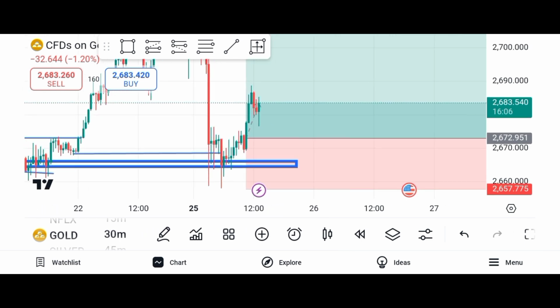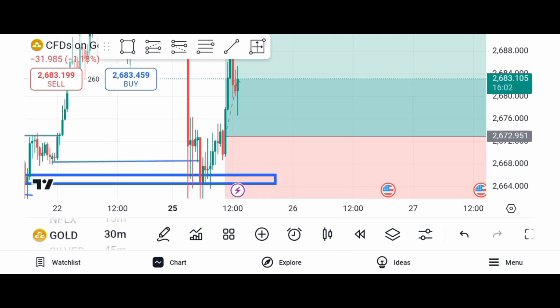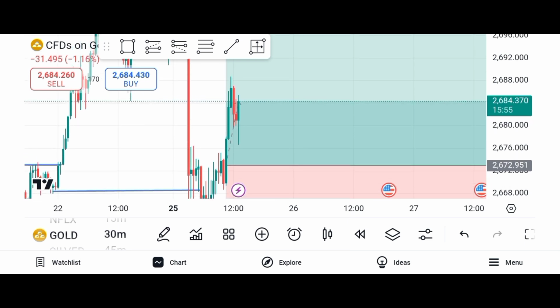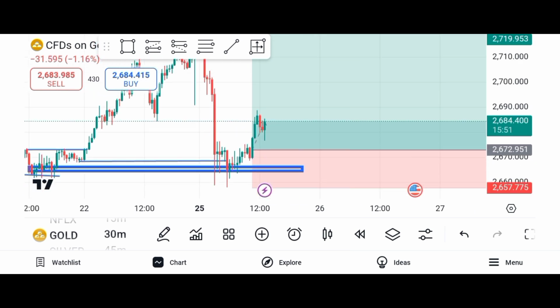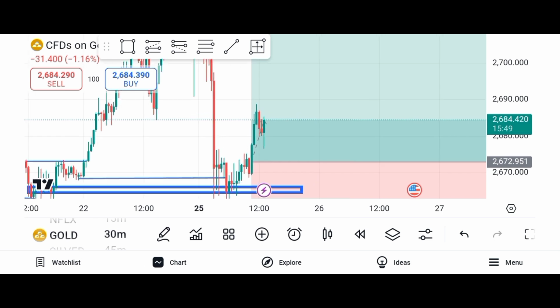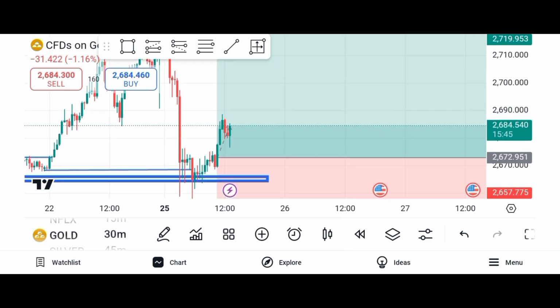So you can see right here, the market came down to this 30 minutes time frame fair value gap. Gold is reacting to the 30 minutes FVG. So whenever this market is pushing up, you have to understand that gold reacts to 30 minutes FVGs.